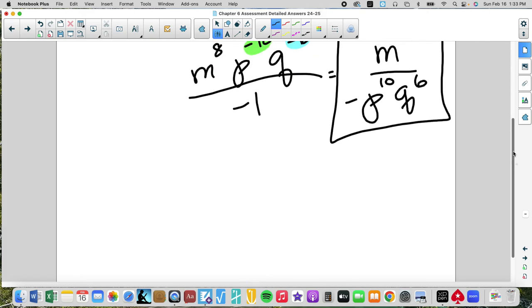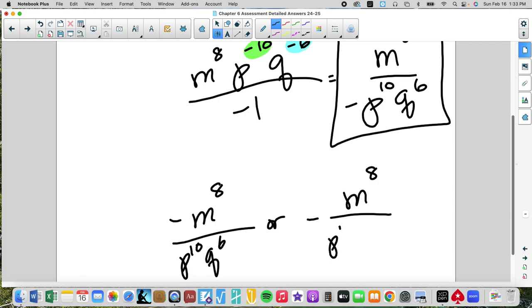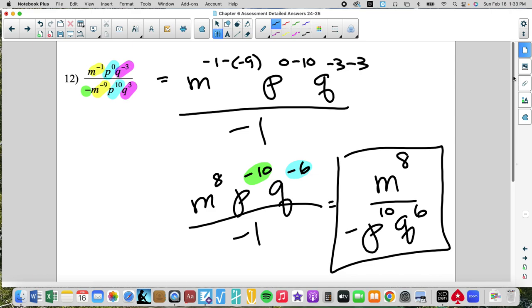So the other two answers you could have had are negative m to the 8th over p to the 10th q to the 6th, or you could have had negative m to the 8th over p to the 10th q to the 6th. No parentheses, no nothing. Once we do parentheses, we're saying that it's included with that base, which it's not. There are no parentheses, so that negative is not included. It is not part of m to the negative 9th.